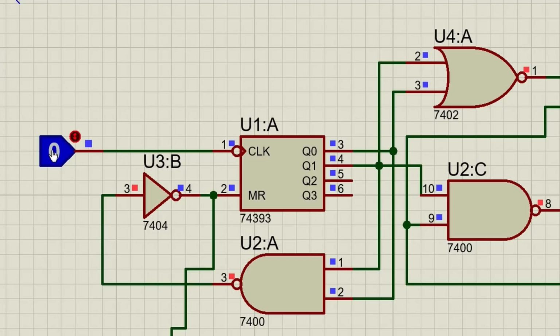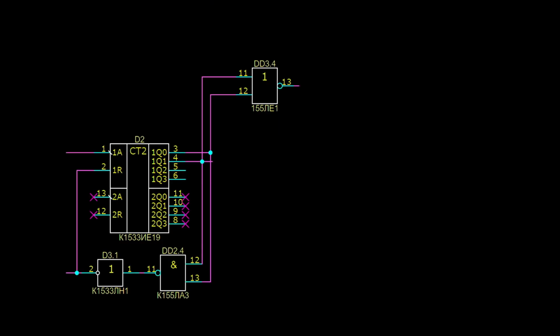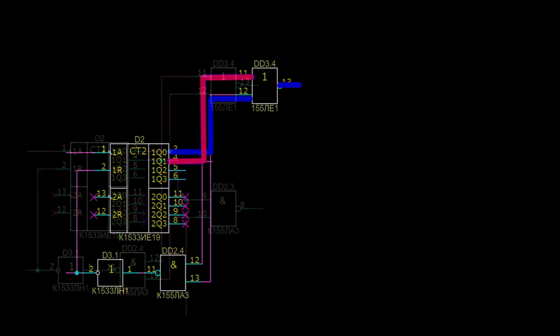Now we draw the zero formation circuit. We need the output to be 1 in the first cycle, then 2 cycles of 0. Easy! We place a NOR at the output of the counter. In the first cycle, 2 zeros form a 1 at the output. Then the second and third cycles are 0.